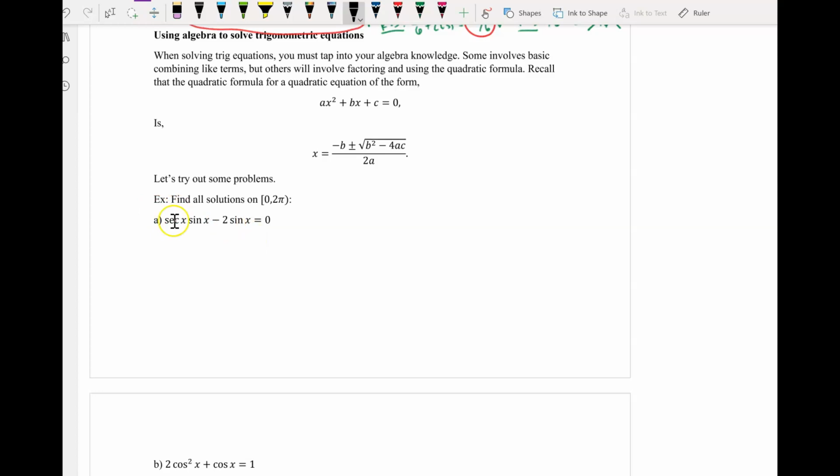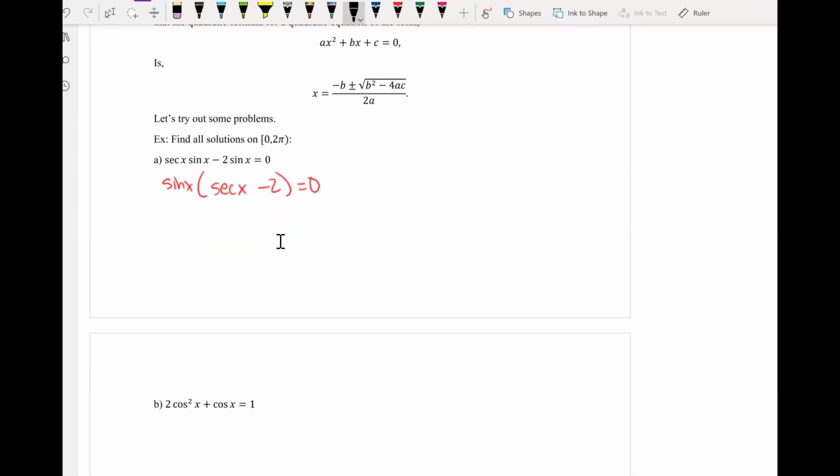So let's start off with this problem. Find all the solutions from 0 to 2 pi. We've got secant x sine x minus 2 sine x equals 0. The first thing I see is two terms, and they both have a sine. So let me go ahead and factor out a sine. You're left with secant x on the inside, and then a minus 2. Factoring out that sine actually did help a lot.